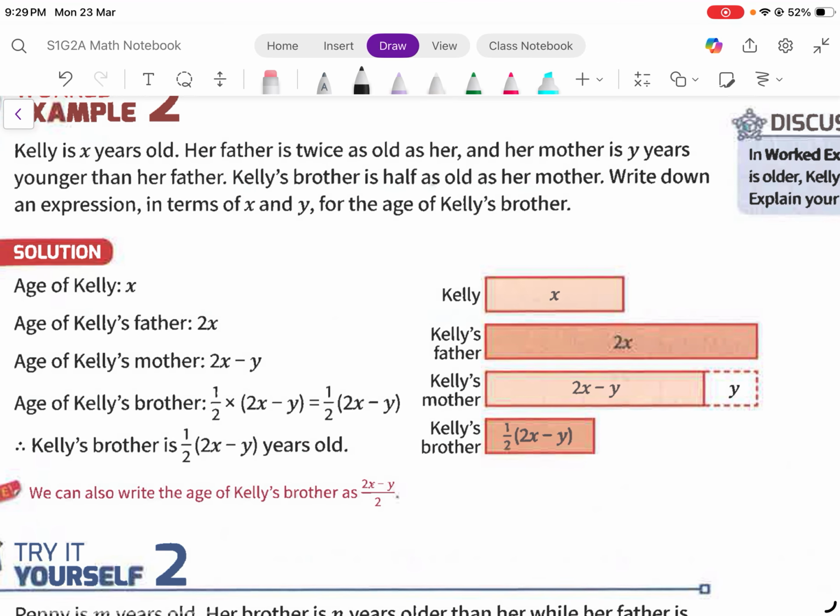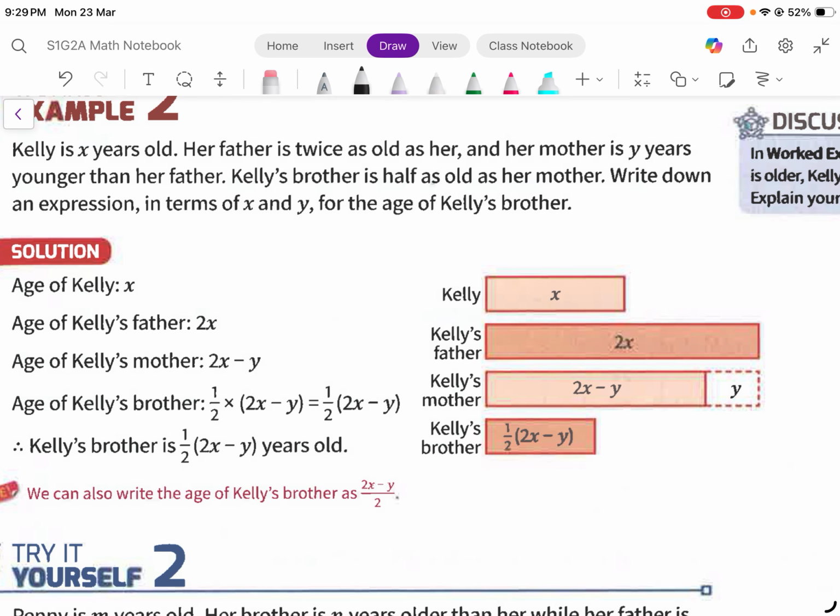Okay, so first one. Let's say we take Kelly as X. The father is 2X. The mother is Y years younger than the father. We don't know how much, so we just allocate a certain amount, Y. Okay, but the mom cannot be younger than Kelly, right? So Y cannot be more than X. Then her brother is half of Kelly's mom. So how do we write this expression?